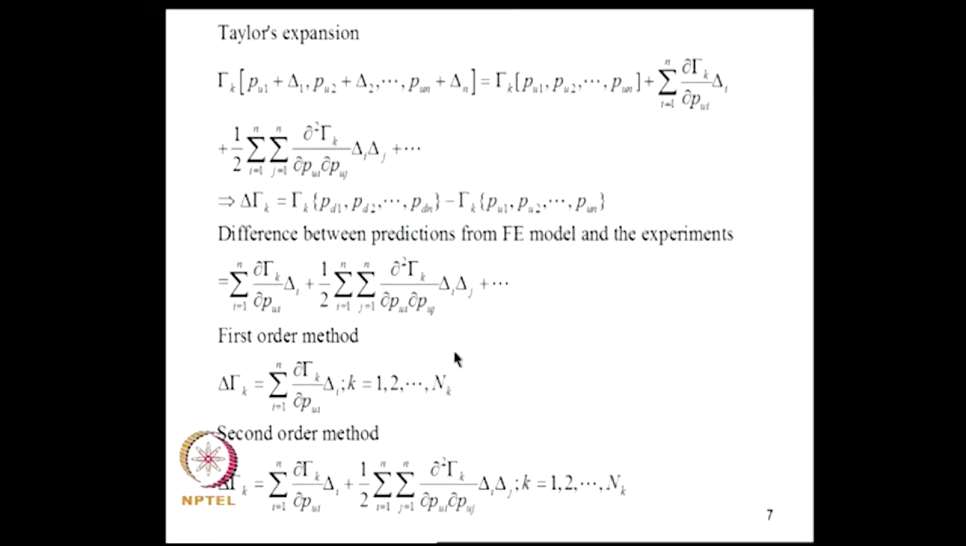In a first order method, we omit the quadratic and other higher order terms, and I approximate delta gamma k as a linear function of delta i. So, in this method we need to evaluate the gradients of response descriptors with respect to the system parameters. If there are nk number of system response characteristics and n number of system parameters, this will be an nk by n matrix. The second order method clearly also includes the quadratic terms in the expansion.